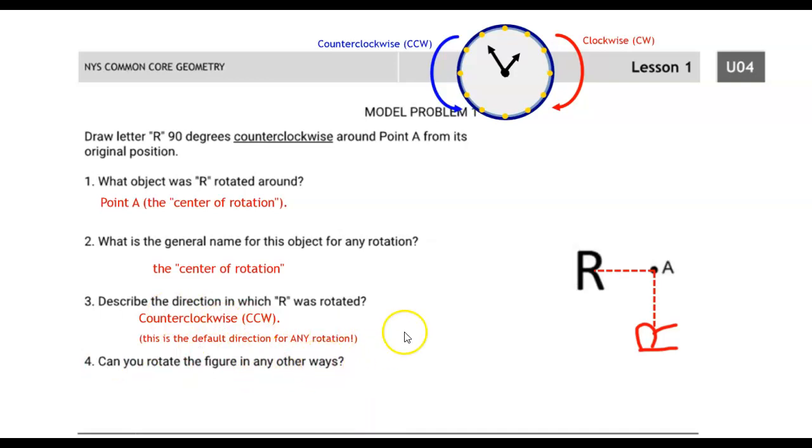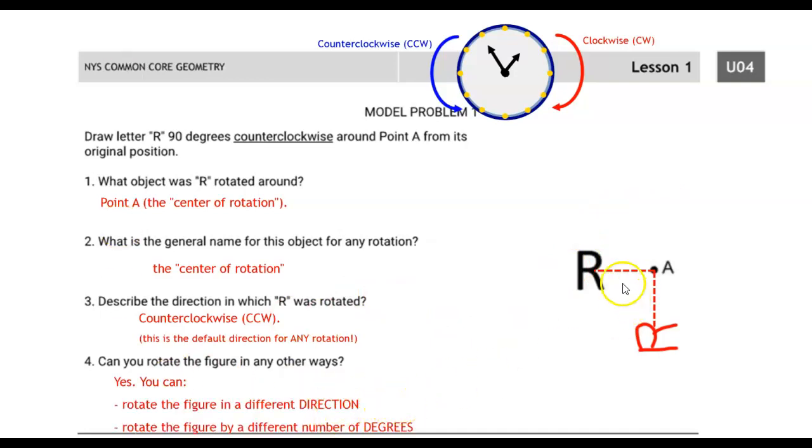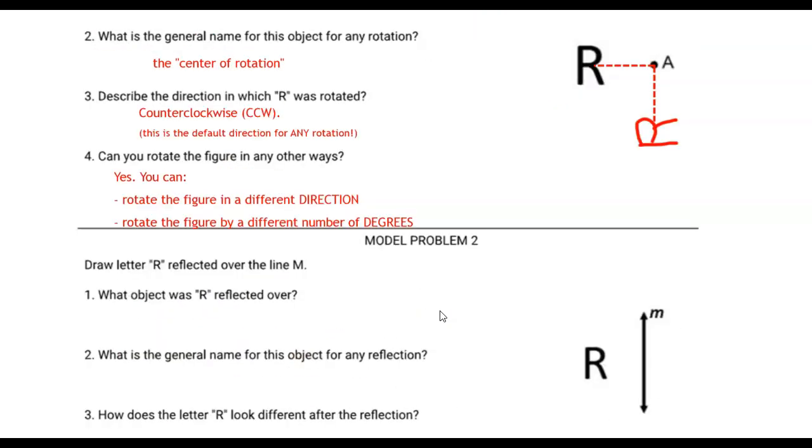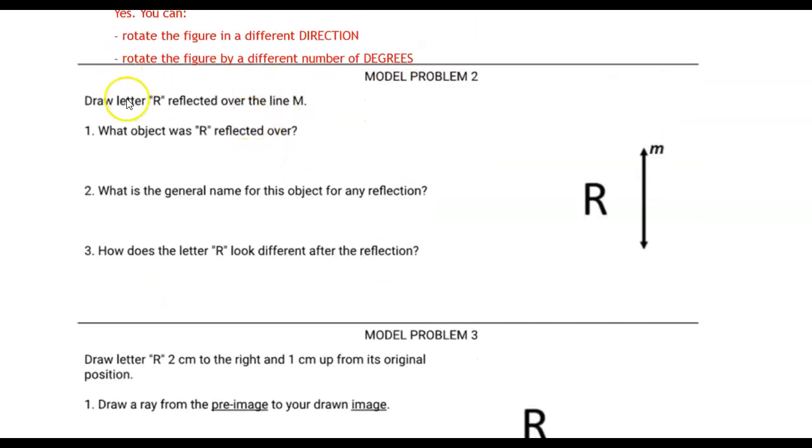Can you rotate the figure in any other ways? Well, sure, we can rotate it further in the counterclockwise direction. We can take the R and spin it over to this side and then spin it up here as well. Or we could rotate the figure so that it's going the other direction, going around clockwise. You have many different options. So that informs us that when you're talking about rotations, rotations are talking about direction of rotation and degrees of a rotation. So that's what you need to specify when you say you're going to do a rotation. Moving on to model problem number 2, it's asking us to draw letter R reflected over the line M.